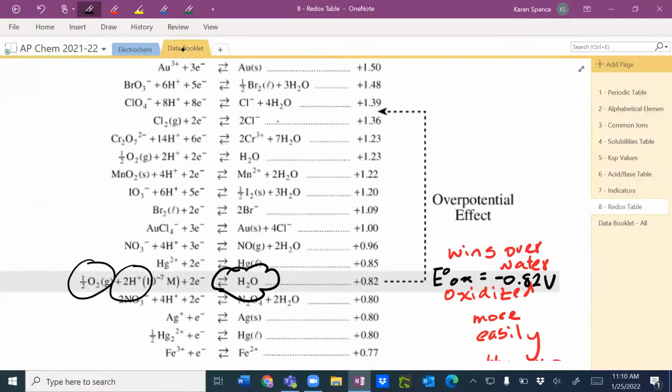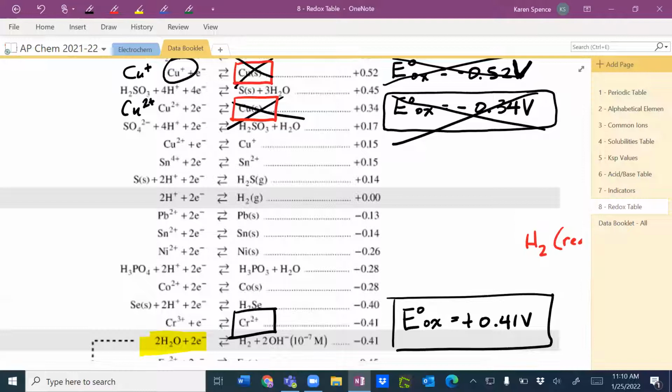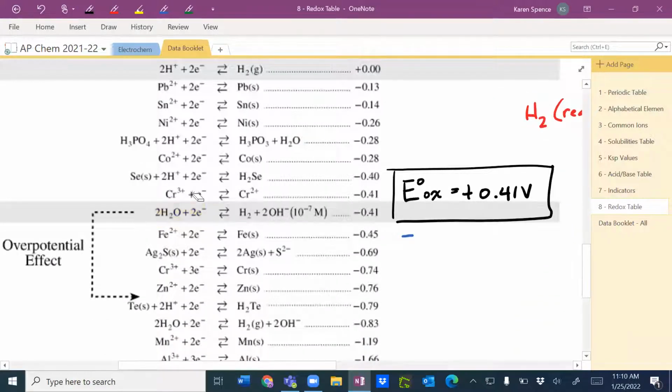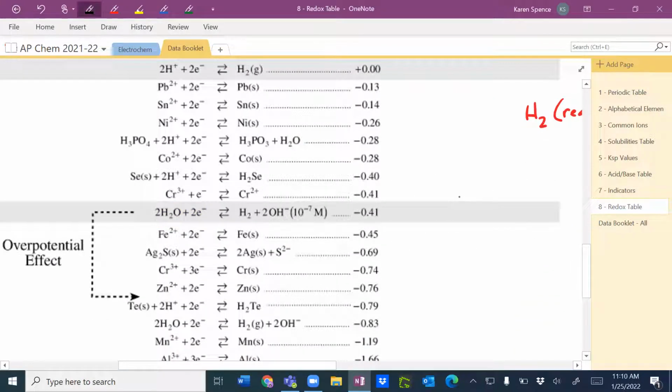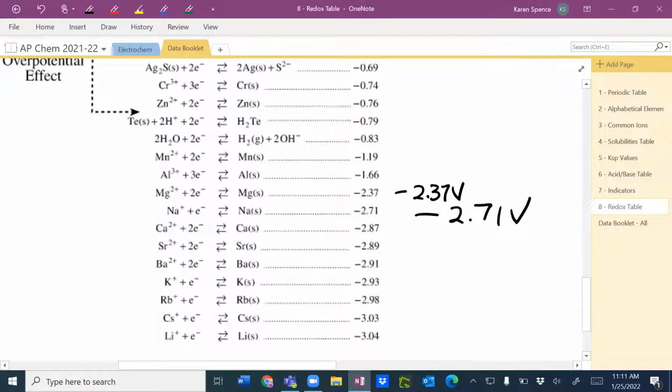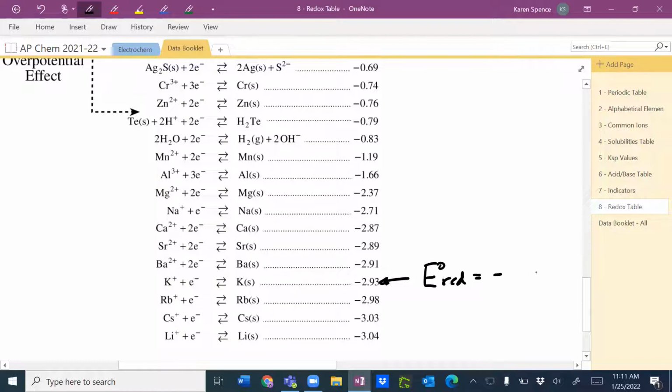Okay, so we have water getting reduced. That's down here. So water getting reduced is negative 0.41 volts, as opposed to potassium getting reduced, which is here, and that is negative 2.93 volts. So definitely water instead of potassium.